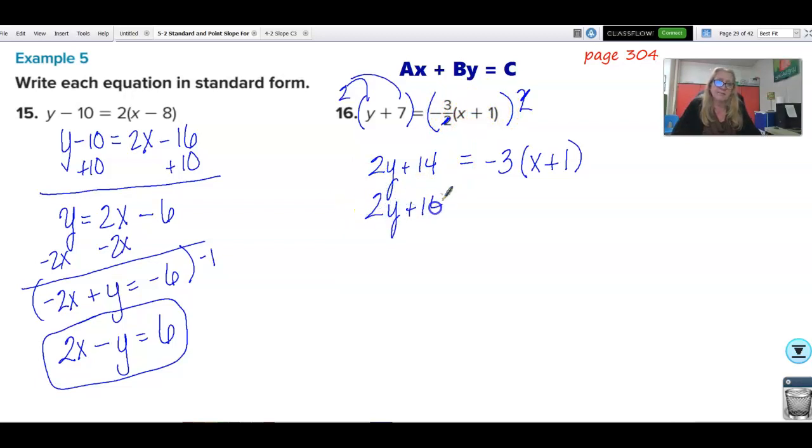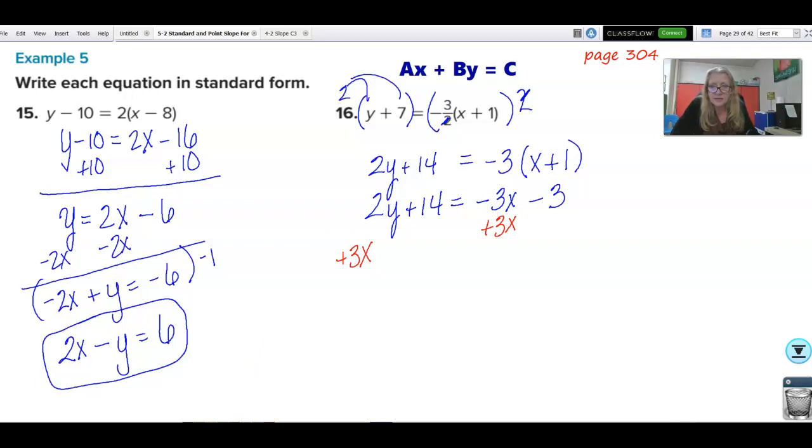2y plus 14 equals distributing negative 3 times x, negative 3x, negative 3 times positive 1 is negative 3. Now, we need the 3x over here, and we need the 14 over here. Now, I know some of you are thinking, Miss Williamson, this video is long enough. Just go ahead and do it in 2 steps. Okay, all right, 1 step. Here's what I'm going to do. I'm going to add 3x to both sides.